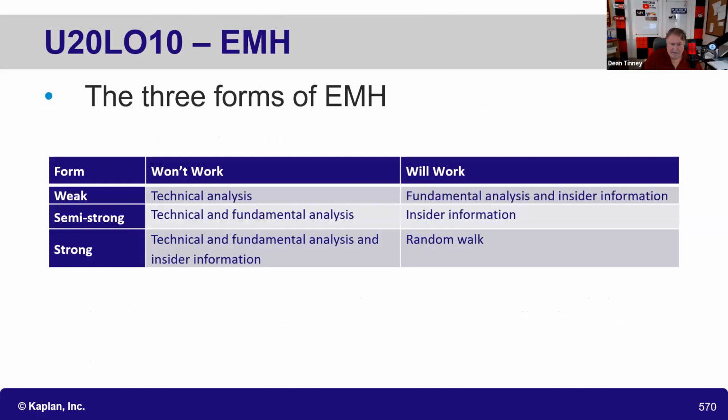Now, here is a perfect version of what you're going to be asked on the test. They're going to ask you on the weak form, what doesn't work? And you're going to say technical analysis. If they ask you what will work, you say fundamental analysis and insider information. If they ask you about semi-strong on the test, you say technical and fundamental won't work. Insider information does. On strong form, you say technical, fundamental, insider information, nothing works.